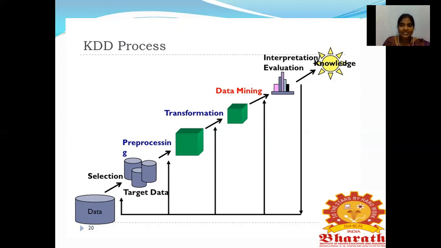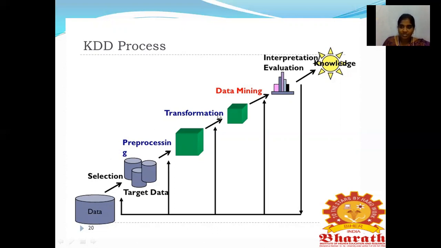The second one is the data cleaning. In the integration stage, there is a possibility for data inconsistency. In the cleaning stage, we are going to remove the noise and inconsistent data from the database. Then third thing is the selection. Here we are going to relate the data. Okay, our data has been pre-processed, and I will relate the data.